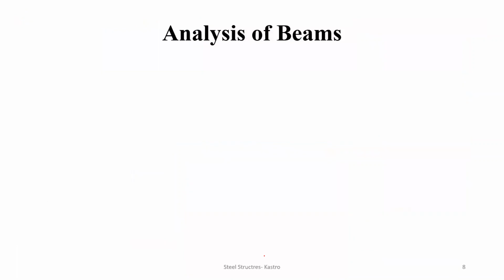Now let's look at the analysis of a beam. So how do we do the analysis of a beam? Broadly, we have two different types of analysis of beams. One is the plastic analysis, and the second one is the elastic analysis. Remember, the analysis of beams is broadly classified into two types. Let's look at each one of these.